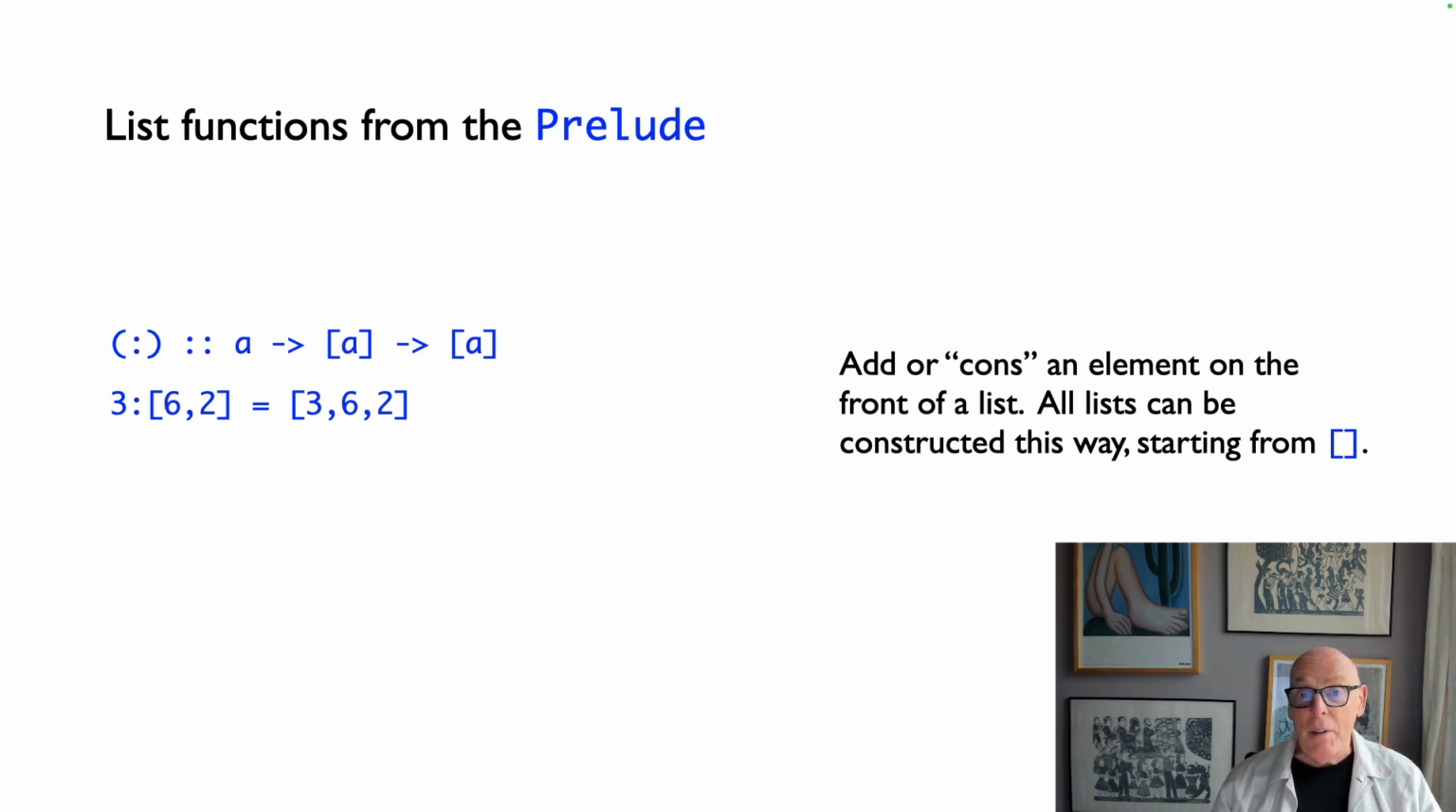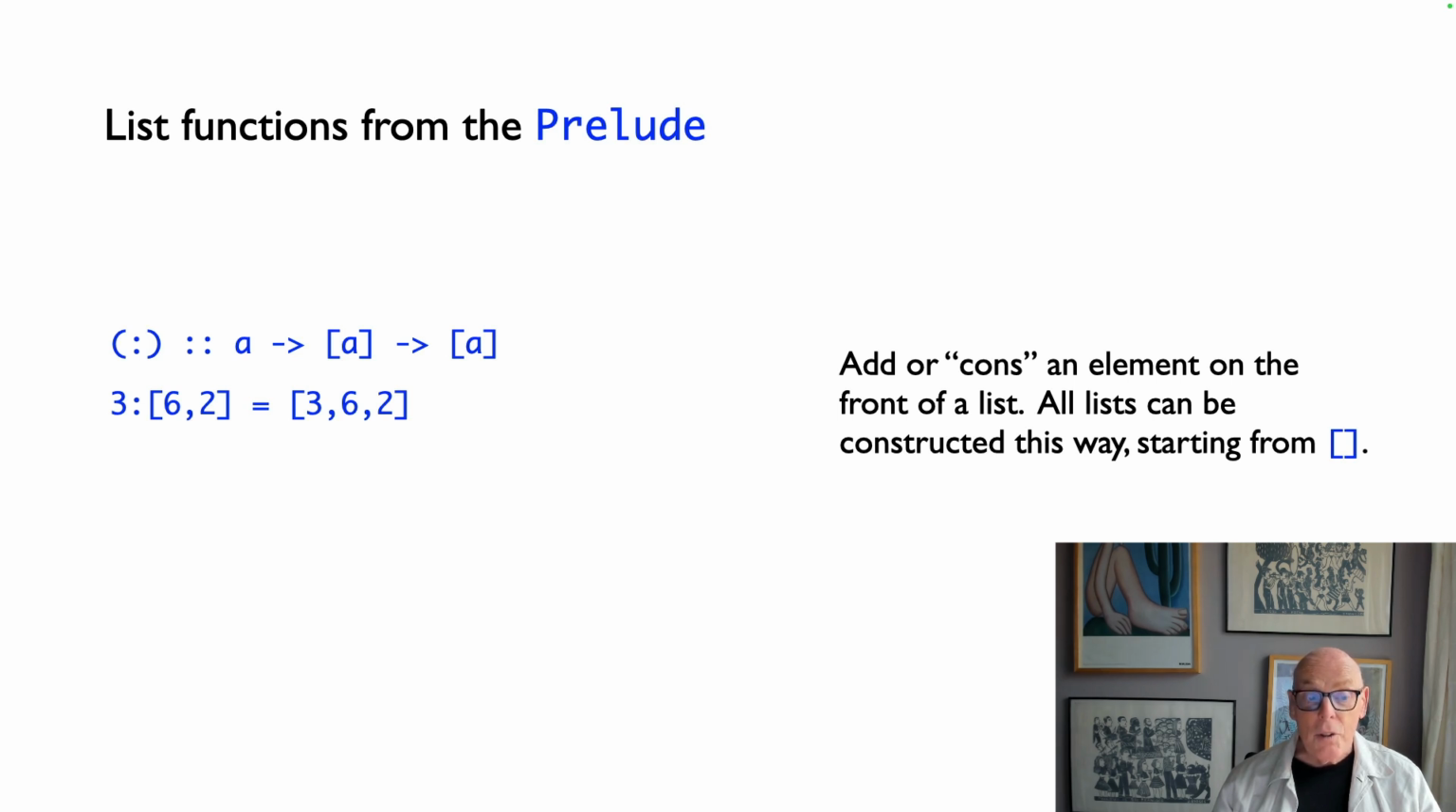Now you can imagine every list can be constructed that way if you start with an empty list, and we'll build on that when we look at how to define functions over lists in the next block. But for the moment, cons is there as a function. You can use it, and what I'm doing here is introducing the type of the function and showing you an example.